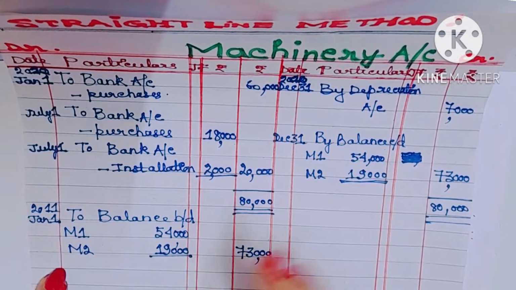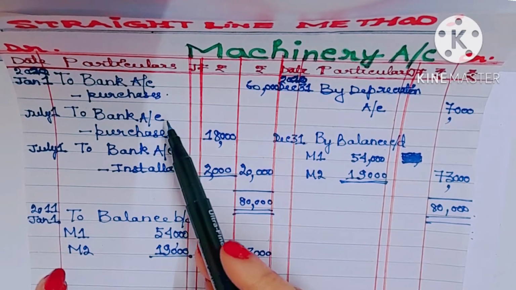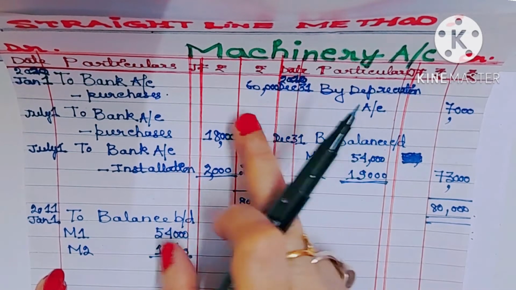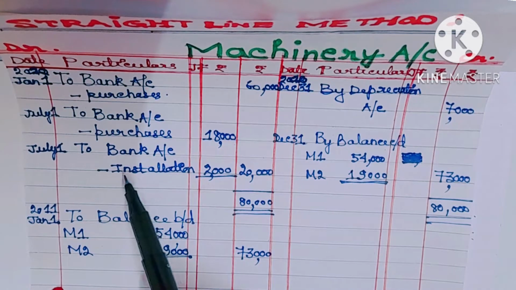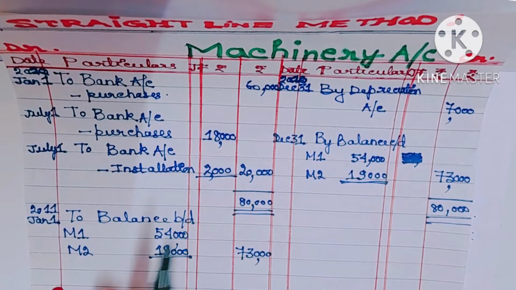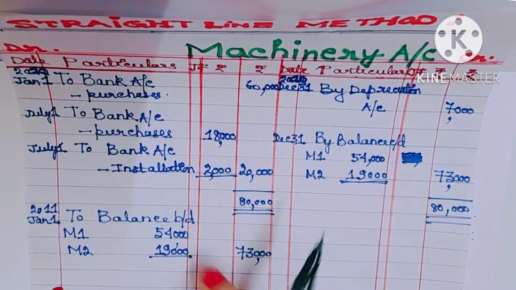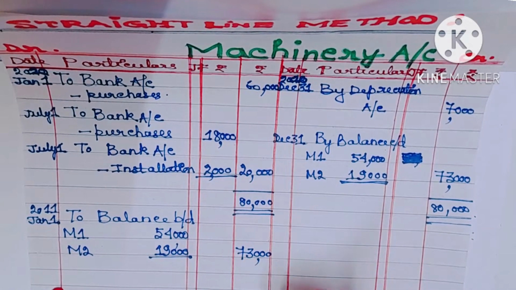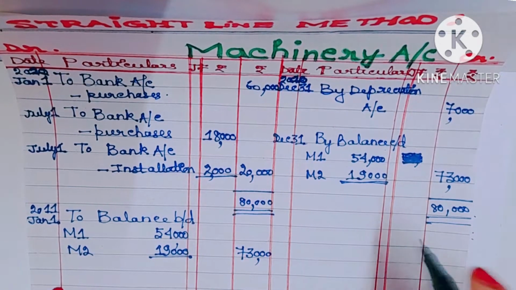See, try to understand. On 1st January 2010, the cost of the first machinery was 60,000. But on 1st January 2011, the cost of the first machinery is 54,000 and not 60,000. Understood? Similarly, the cost of the second machinery on 1st July 2010 was 20,000. But on 1st January 2011, the cost of the second machinery is 19,000 and not 20,000. Why? Because depreciation was charged. For the first machinery, 6,000 was charged. For the second machinery, 1,000 was charged. So the total depreciation was 7,000.